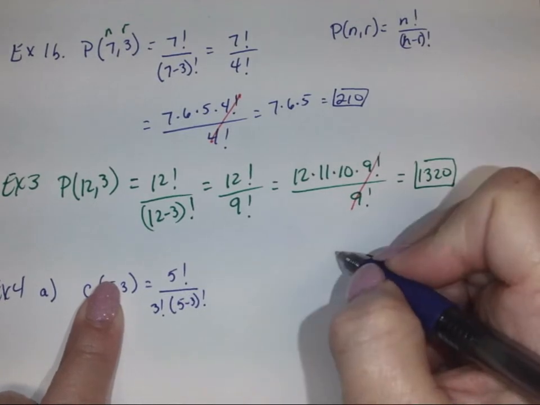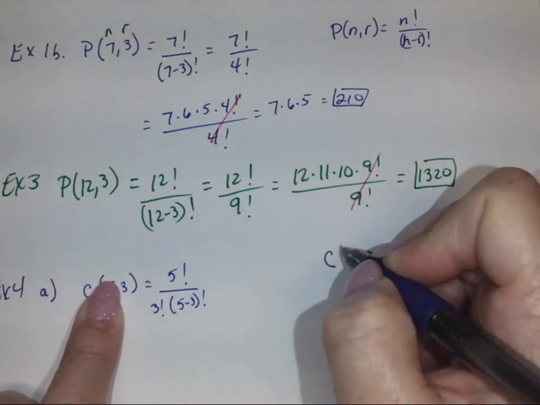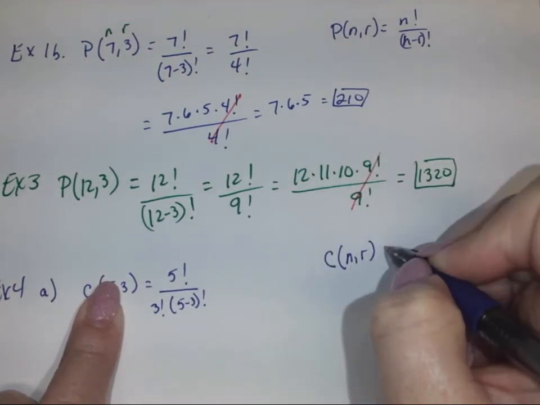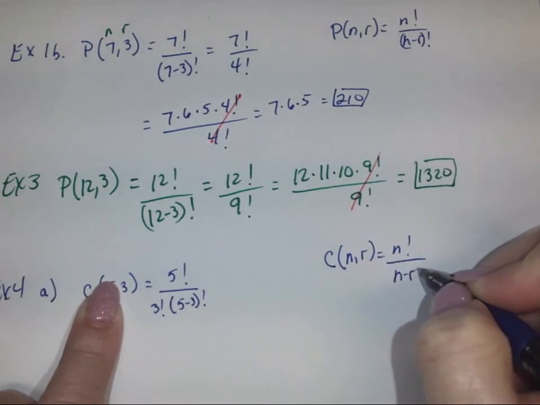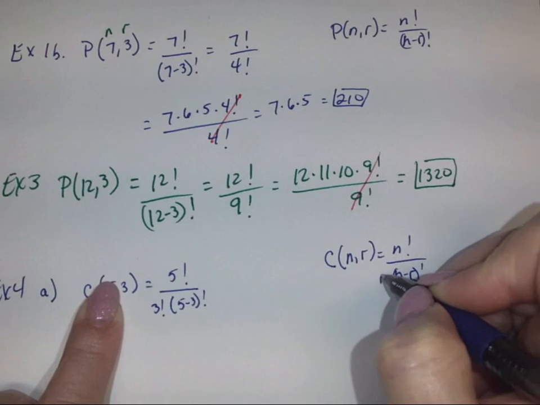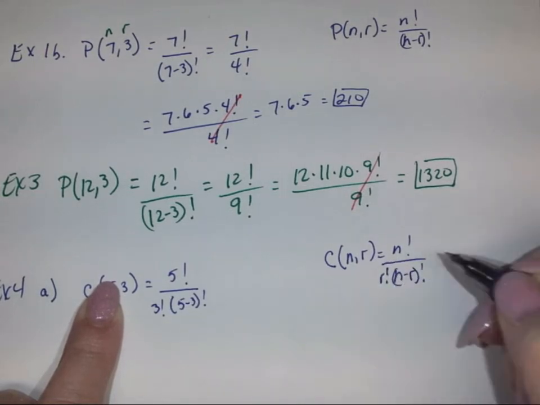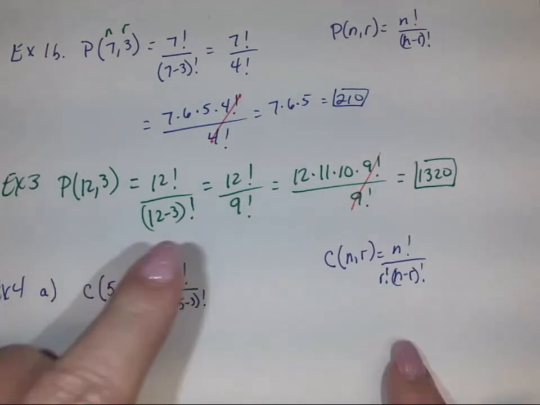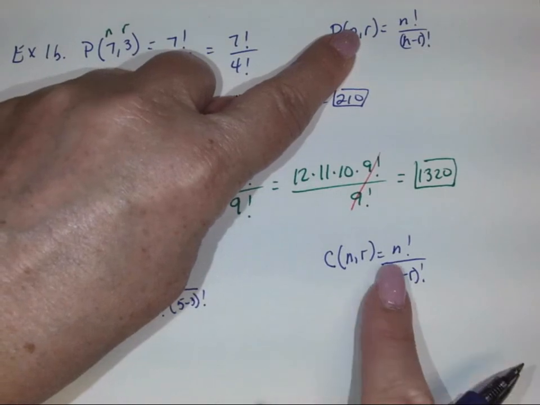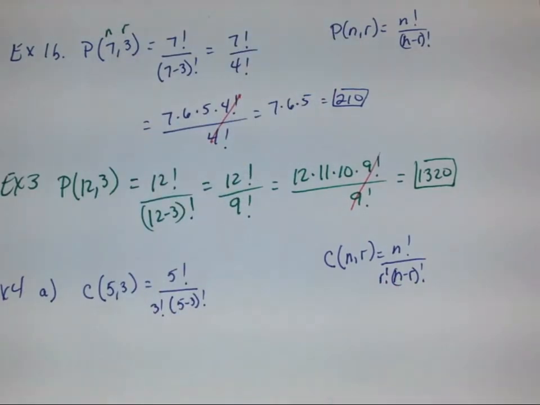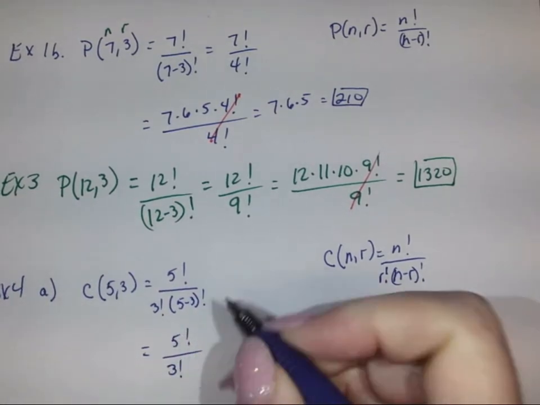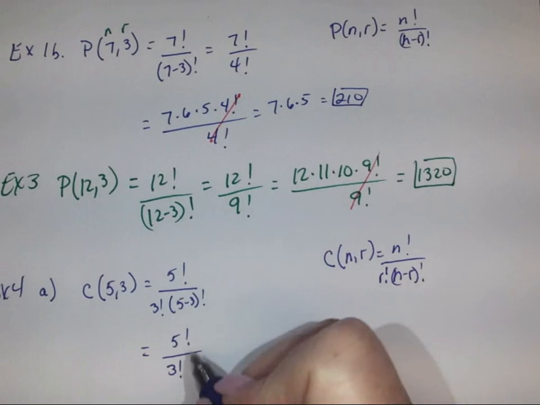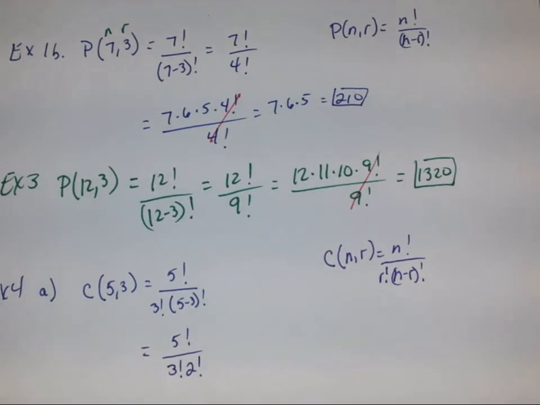So again, C(n, r) is equal to n factorial, still over n minus r factorial, but you're going to multiply by an r factorial in the bottom. So the formulas look very similar. We're just adding this r part. On the top we have 5 factorial, we have 3 factorial on the bottom, and 5 minus 3 would be 2 factorial.